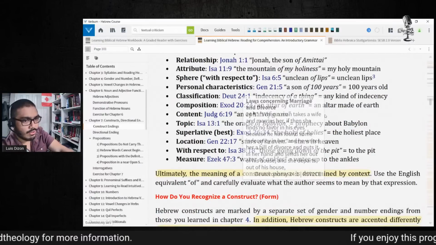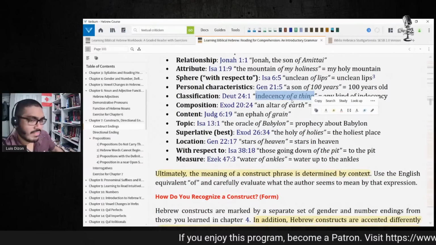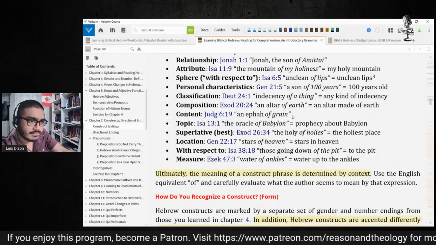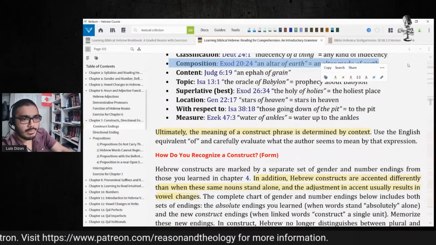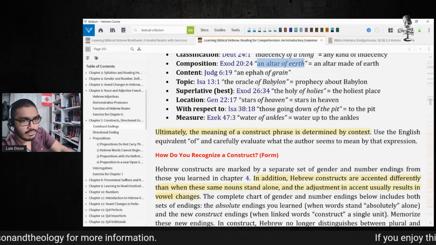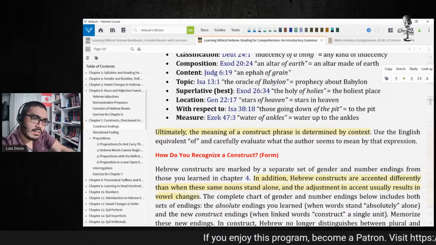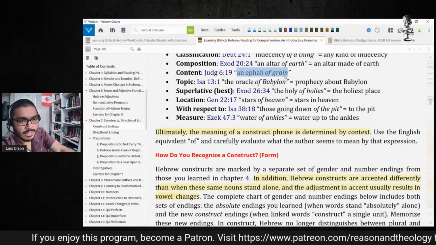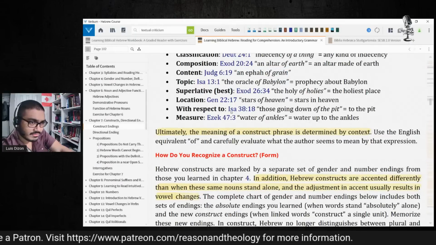Classification. So in Deuteronomy 24 verse 1, you have indecency of a thing, which is basically a catch-all for any kind of indecency. And then composition. So this is when you mention the material of something. So in Exodus 20:24, an altar of earth. That has to do with an altar made of earth. Content. So Judges 6:19, you have an ephah of grain. So that tells you what is in the ephah.